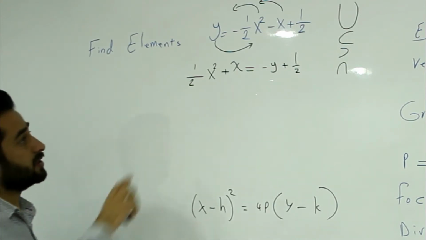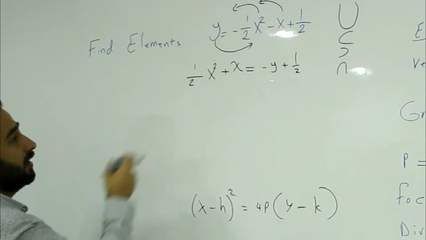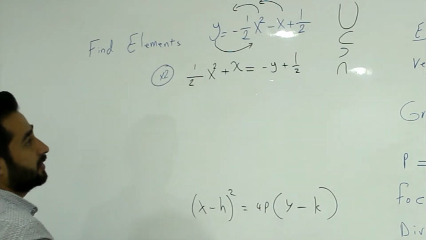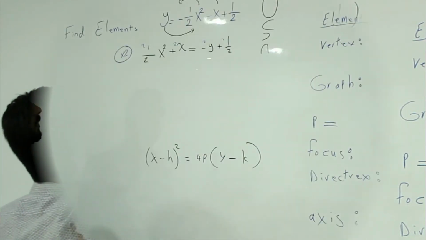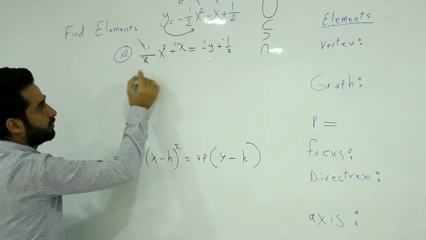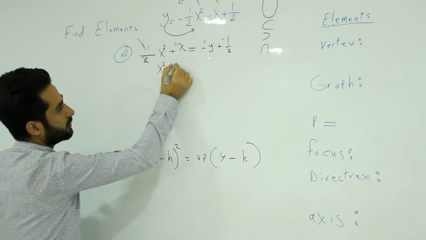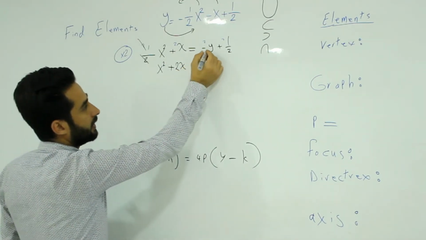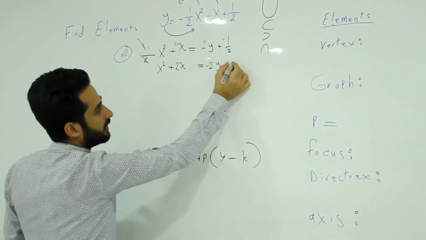Now, in order to remove this fraction, because we don't want any fraction here, we can multiply all of them by 2. Or we can just write 2 in front of all of them. When we multiply by 2, this 2 and this 2 are removed, only x squared remains, and then 2x plus 2x is equal to minus 2y, 2 and 2 cancel, plus 1.